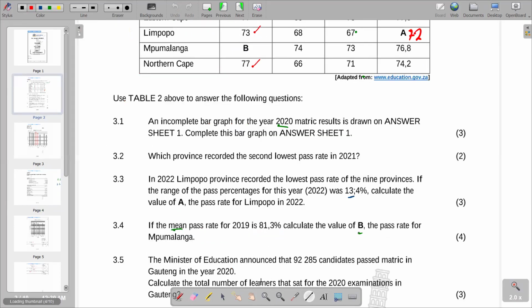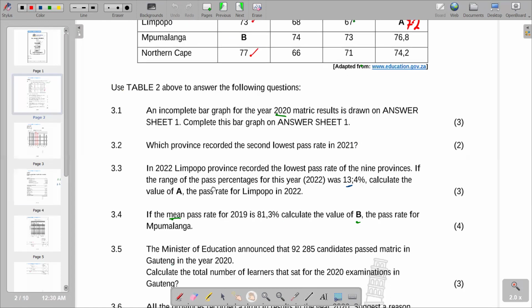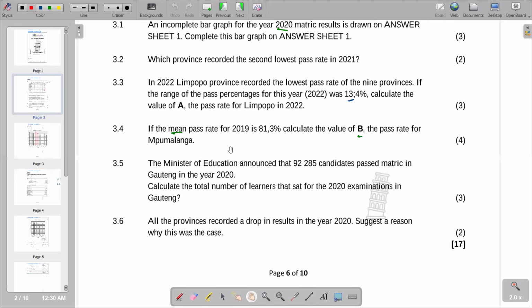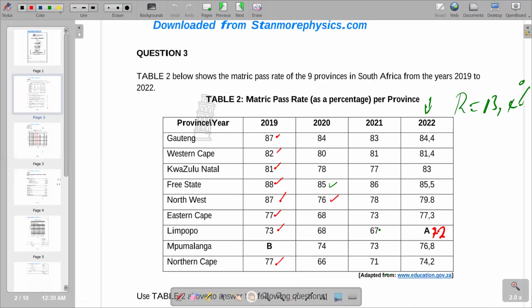I'm going to move on to the next question that we have. The next question is now 3.5, which says the Minister of Education announced that 92,285 candidates passed matric in Gauteng in the year 2020. Calculate the total number of learners that sat for the 2020 examinations in Gauteng. So obviously, we check the pass rates of Gauteng in the year 2020. So we come here, we've got year 2020 in this column, and Gauteng has got 84%.